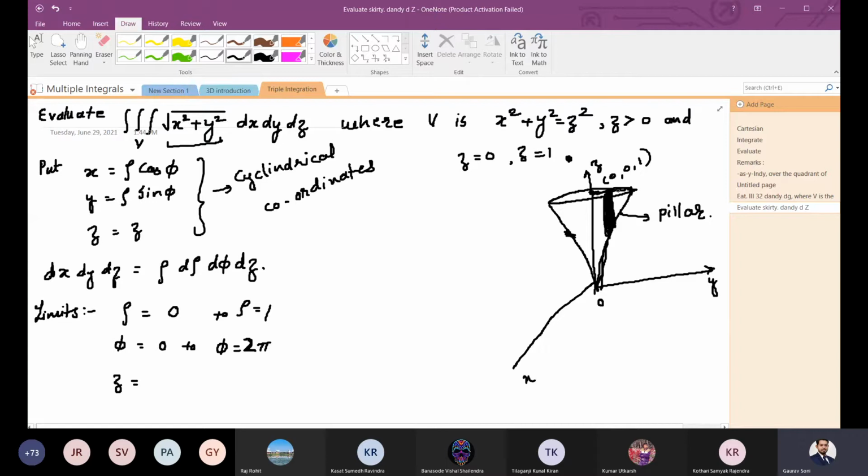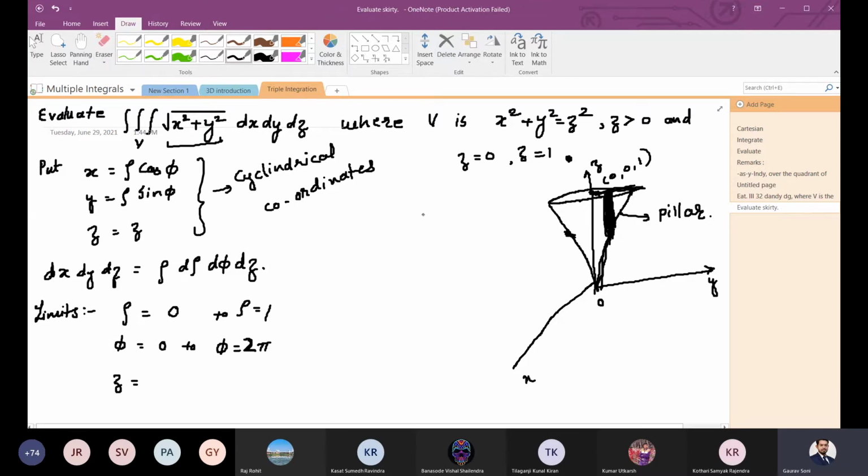At this point, the value of z is 1. That we know. We need to look at the lower end of your pillar. As you move this pillar in your volume, you can see that the length of the pillar is going to change. At this point it is different. If I take a pillar here, the length of this pillar is different. So the lower end of your pillar is changing. And where is the lower end of your pillar? The lower end of your pillar is on the cone. So I need to get the value of z from the equation of the cone.